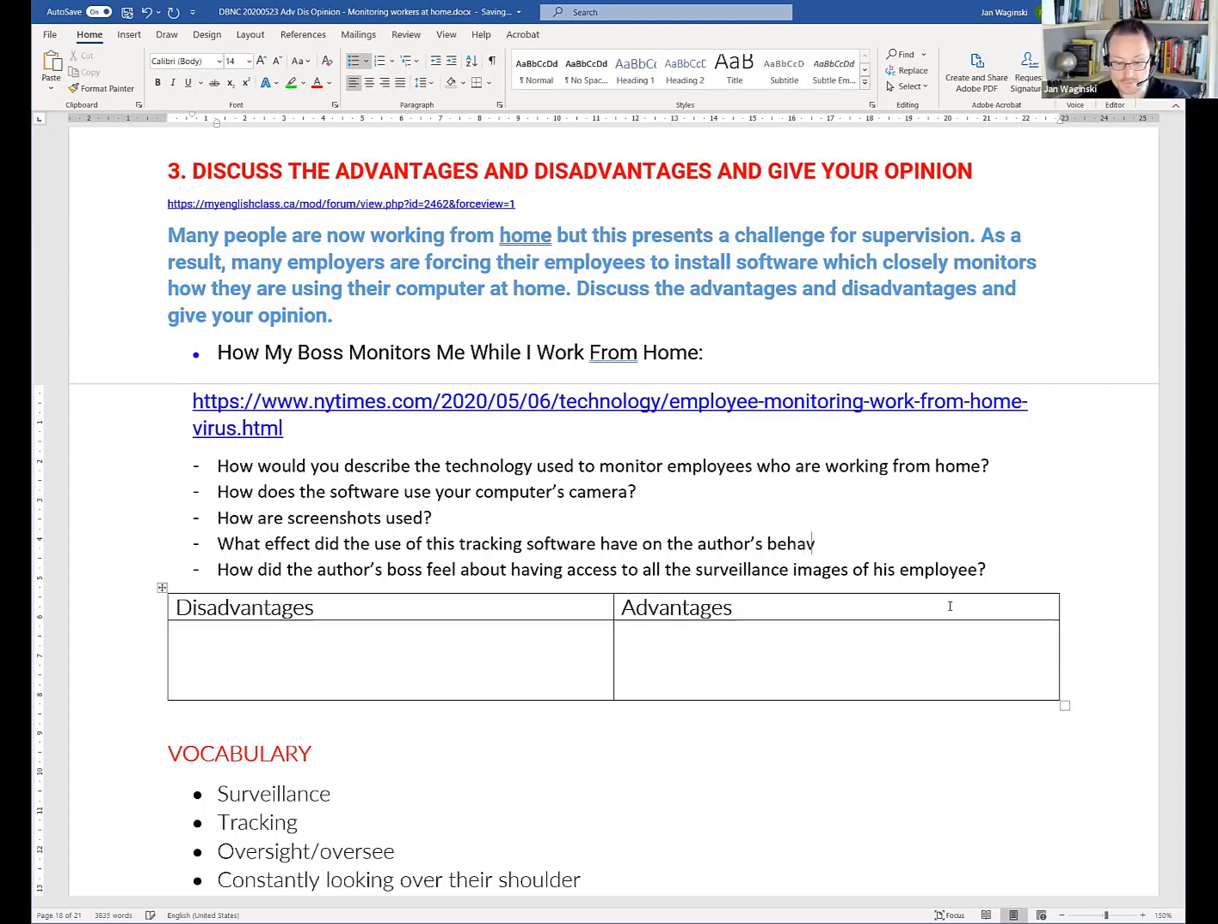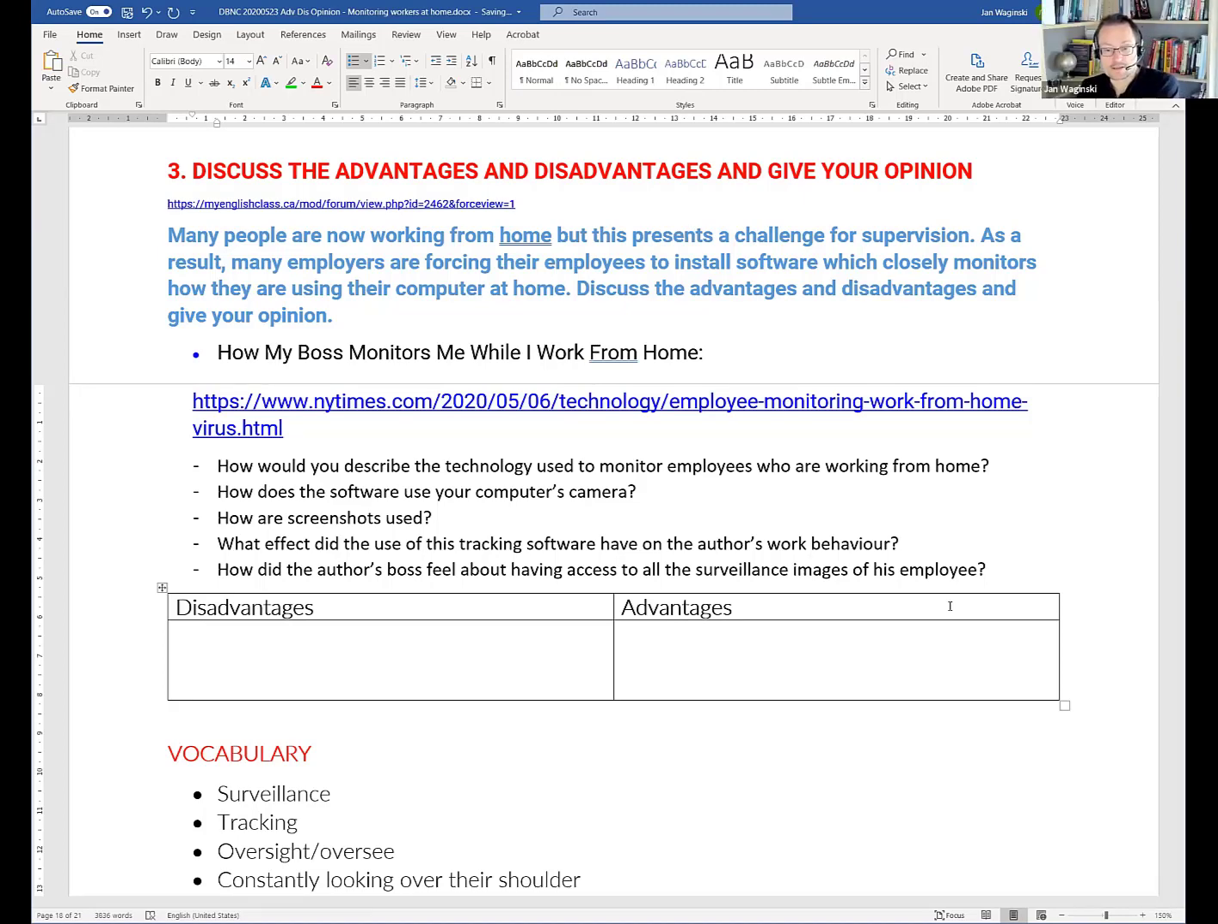This is a very important point. What effect did the use of this tracking software have on the author's work behavior? I think what I understand, after the employees recognize that this software is going on, their behavior is improved. I mean, they start to log in on time and they use it properly only for work related issues.